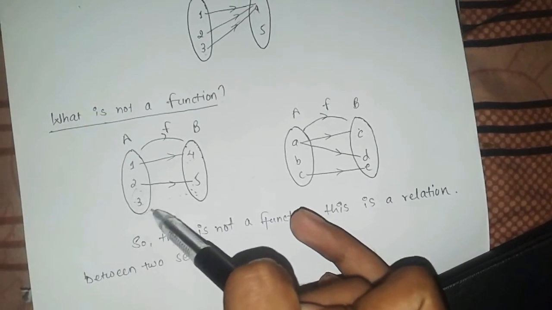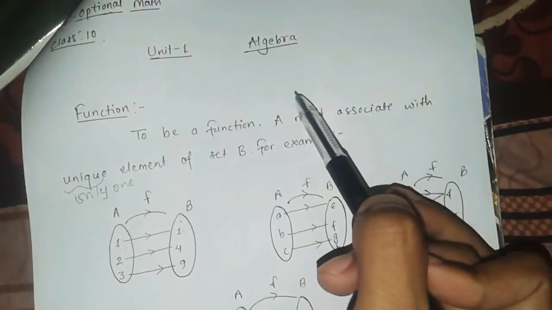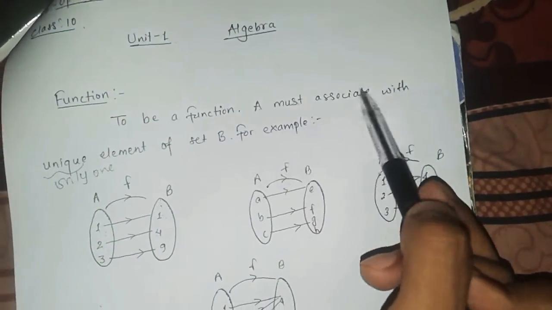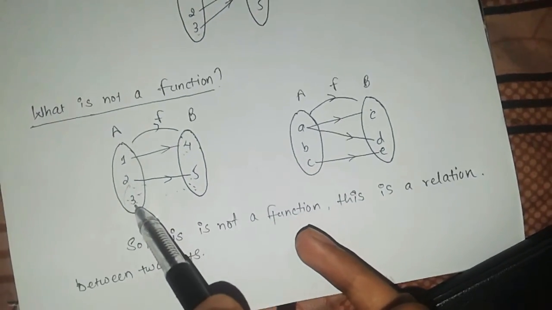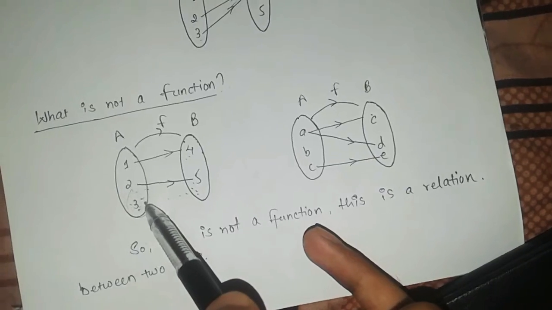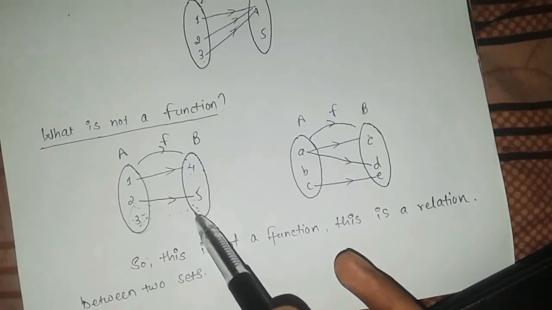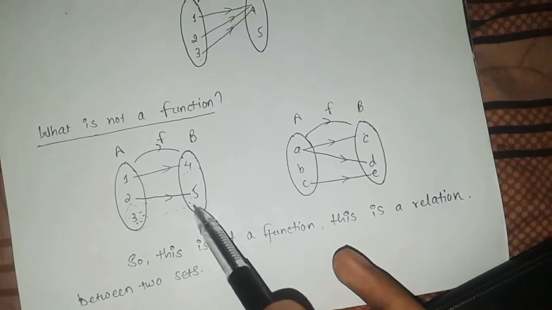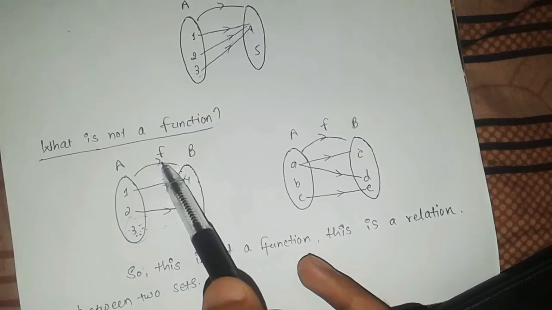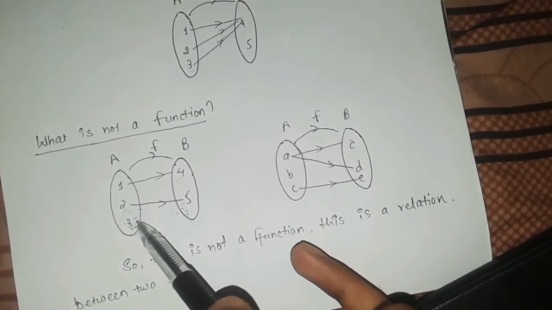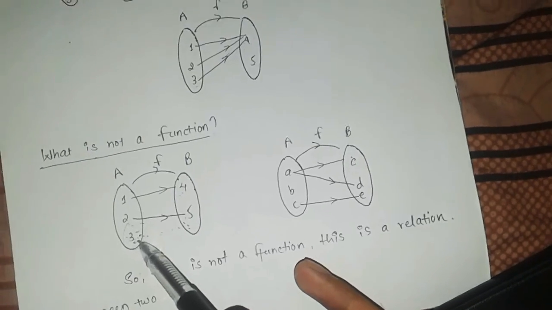This 3 is extra in A. So that's why, look at it. Again, by the definition, every element of A must be associated with B. But here, the element of A, that is 3, is not associated with any other thing, it's not connected with any other thing. So that's why this is not considered to be a function. The reason is the element 3 of A.